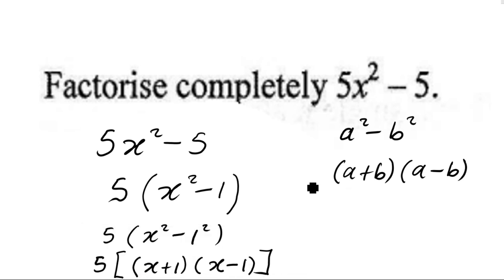Once I do this, it means I have factorized completely. This is now factorized completely by first factoring out 5 and then recognizing that what I have in the brackets here is a difference of two squares, and then factorizing it like that.